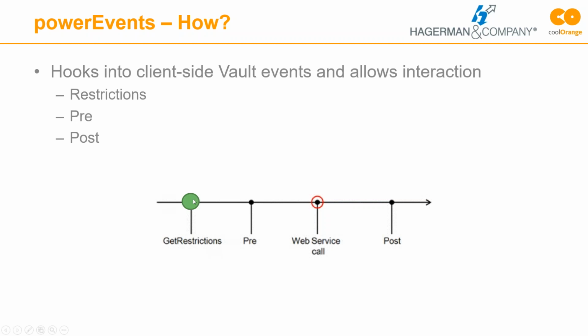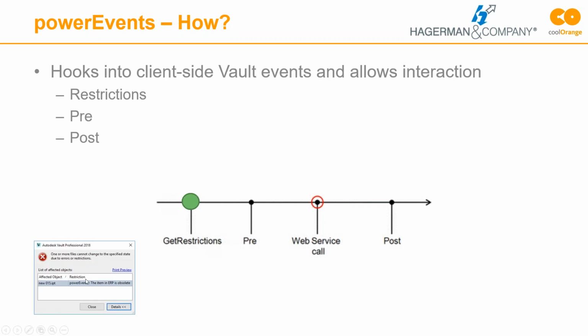And so when that event fires, with powerEvents we can actually hook in to that event and say, we're going to piggyback on this thing, and we're going to introduce our own check. And if it doesn't pass our check, we can say, no, you're not allowed to make that transition in this case. So for example, we checked ERP, the part's obsolete in ERP.